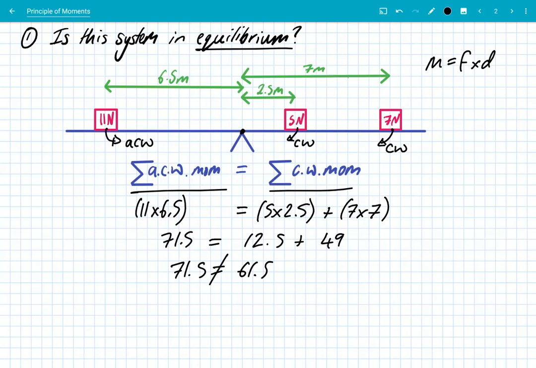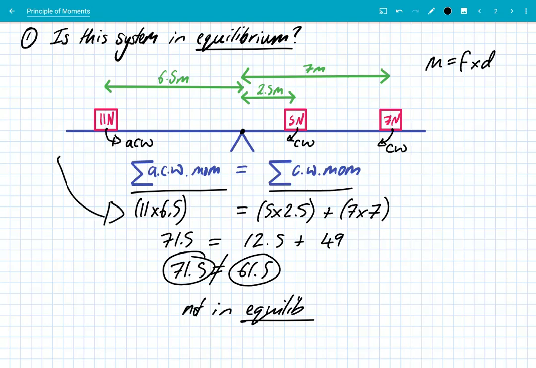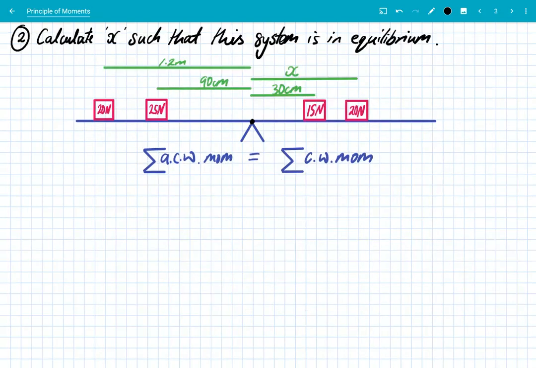Those two numbers do not equal each other, so this system is not in equilibrium. And that's important. We've used the principle of moments to show that this is unbalanced. The anti-clockwise moment is much greater than the clockwise moment, therefore this beam will rotate in the anti-clockwise direction. It is not in equilibrium.